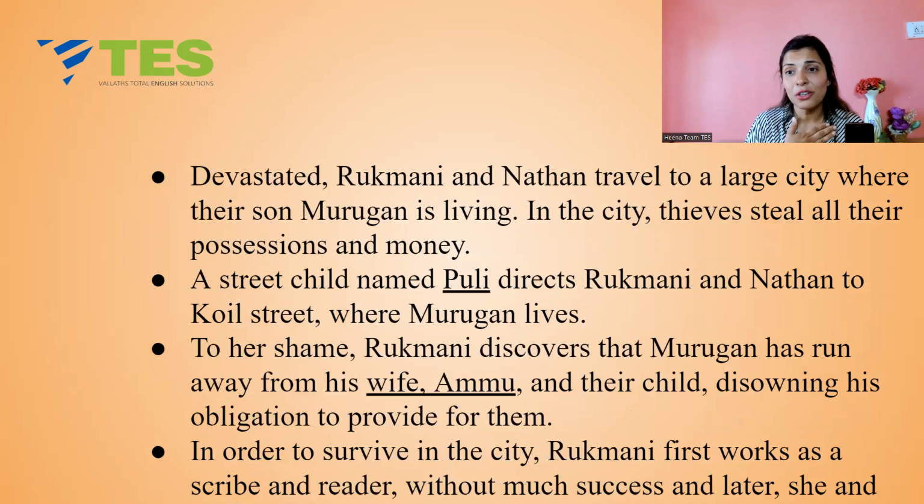Devastated, Rukmani and Nathan travel to the large city where their son Murugan is living. They are going to Murugan for help. They are thinking that Murugan will give us shelter. In the city, thieves steal all their possessions and money. They meet a street child named Puli, who directs Rukmani and Nathan to Koil Street, where Murugan lives.